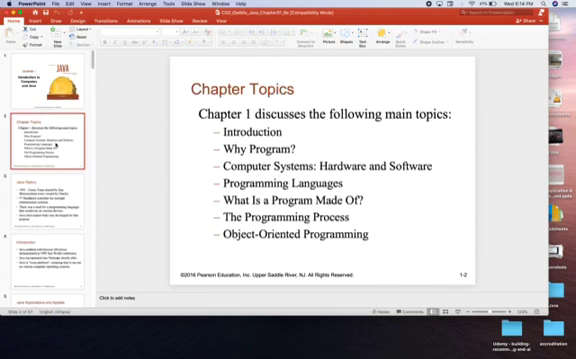The major content we're looking at will be the introduction and then why we need to program, computer systems, and then we look at hardware and software components, but in relation to software development more. And then we also look at some programming languages, specifically putting more emphasis on Java, and then what a program is made up of. And then we look at the programming processes, and finally the object-oriented principles for this particular section of the video.